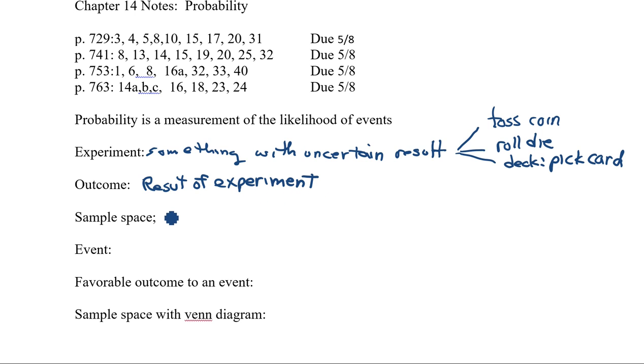So then we talk about a sample space, which is the set of all possible outcomes of an experiment.